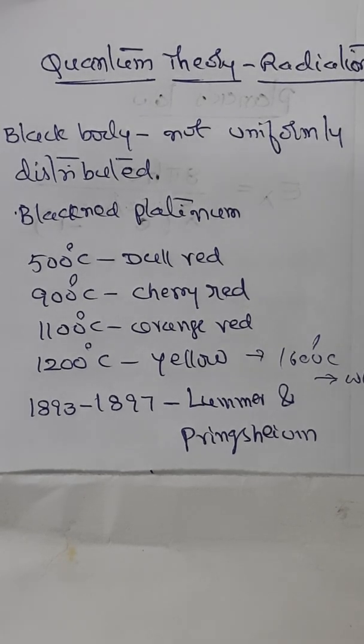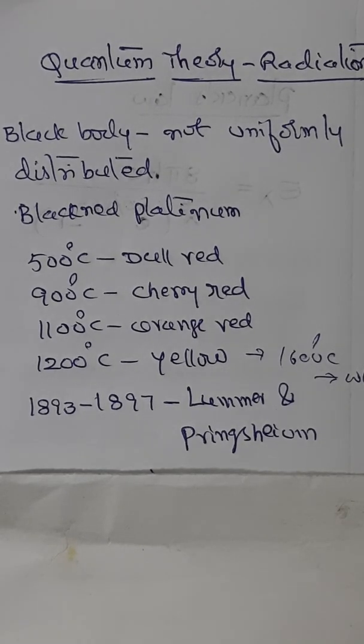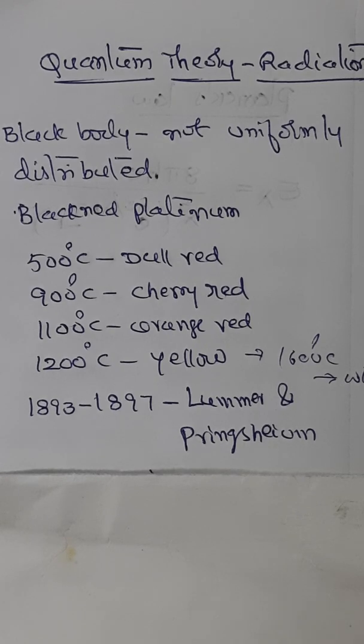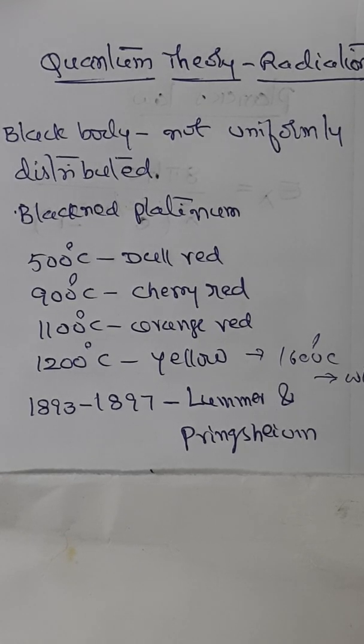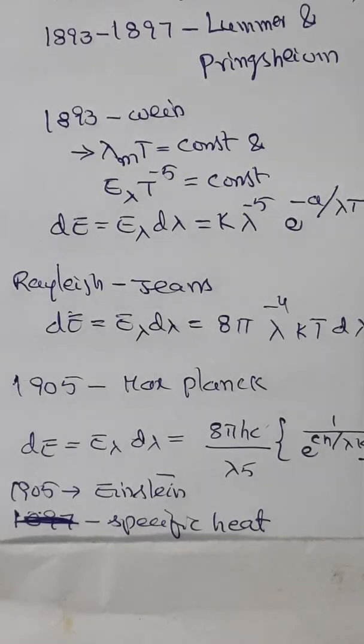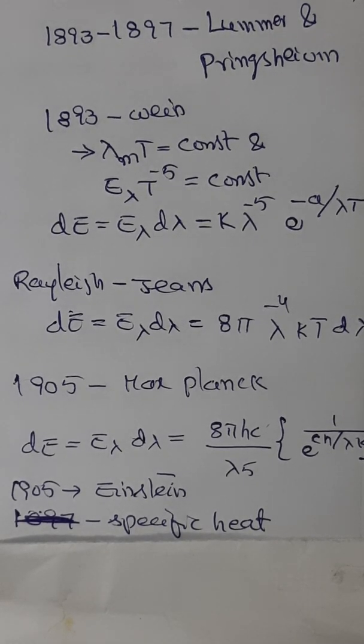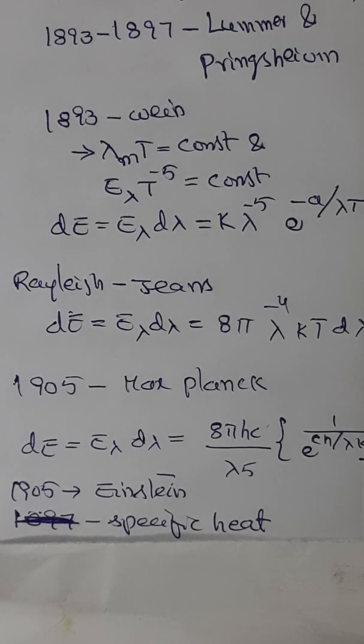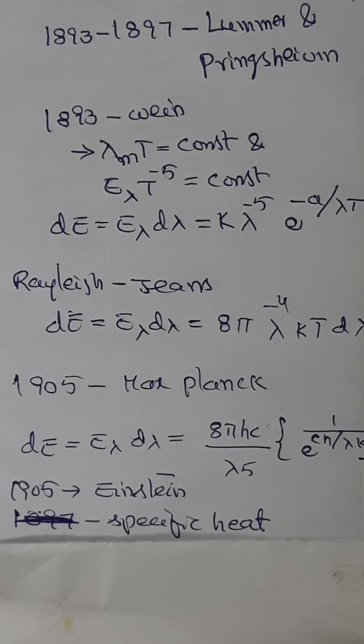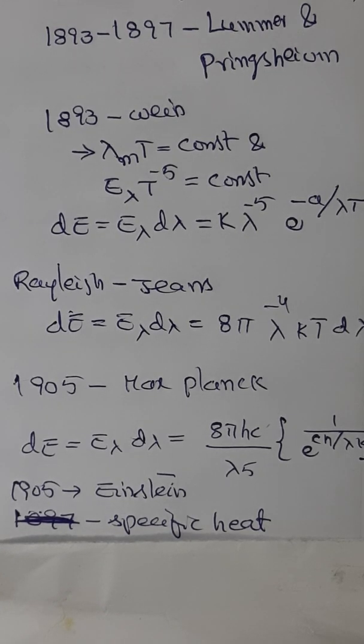That means this is showing that as the temperature is rising, the maximum intensity of emission is shifting towards the shorter wavelength side. So in that situation, from the years 1893 to 1897, for a period of 4 years, two great personalities, Lummer and Pringsheim, carried out a series of researches on the energy distribution in the spectrum of black body radiation and drew experimental curves for it, which we have seen earlier.